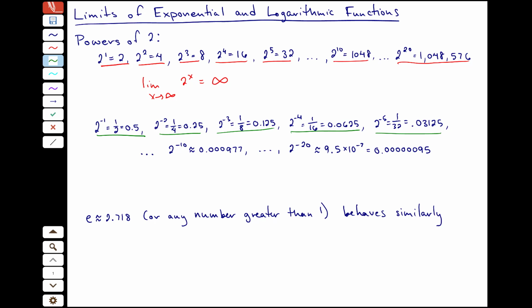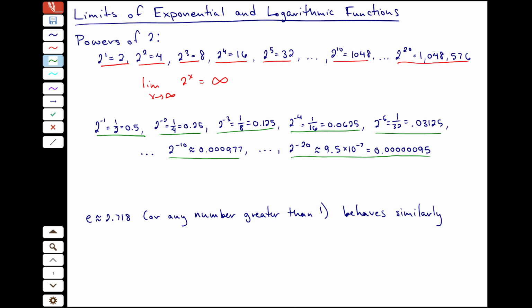So you can see as we take bigger and bigger negative powers of 2, we're getting smaller and smaller decimals. Just to convince you a little bit more, if we compute 2 to the minus 10, that's approximately 0.000977. And 2 to the minus 20 is absolutely teeny. It's 9.5 times 10 to the minus 7. So that's 0.000000, that's 6 zeros, 95. So we get really, really small numbers.